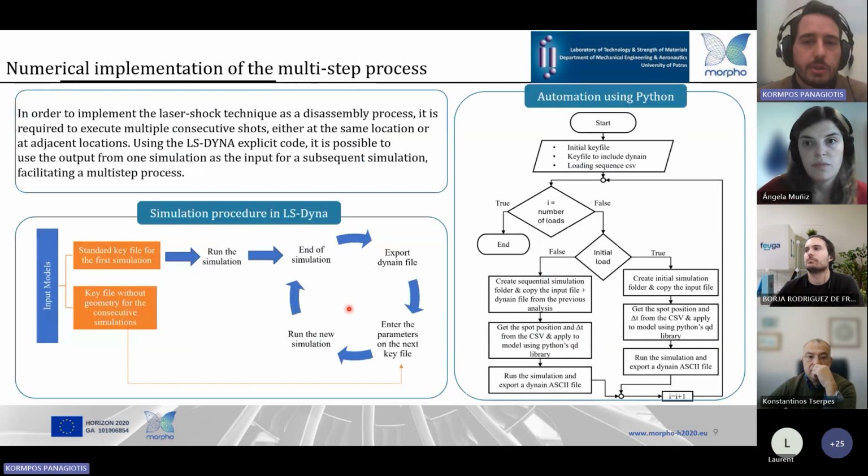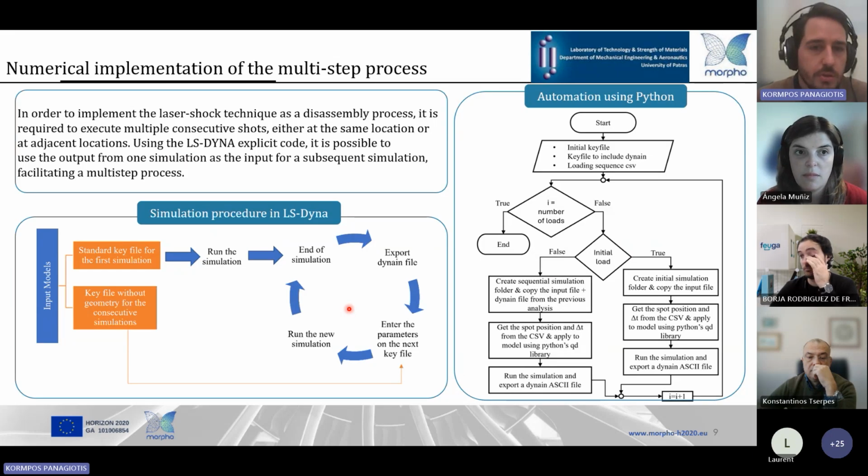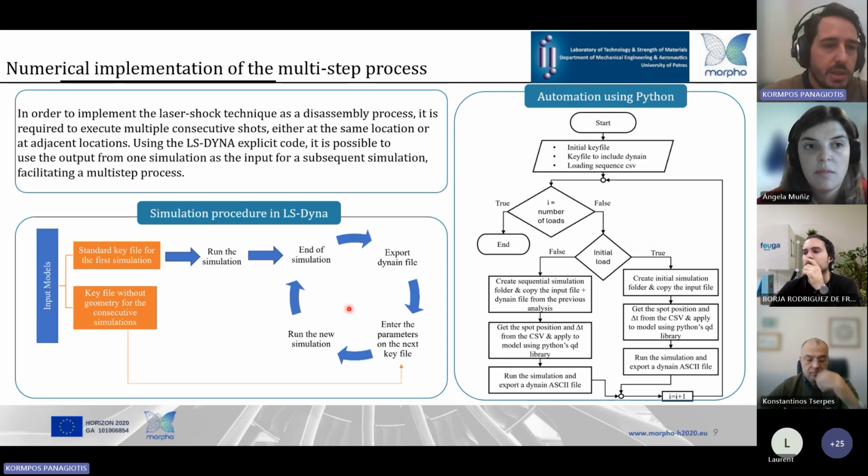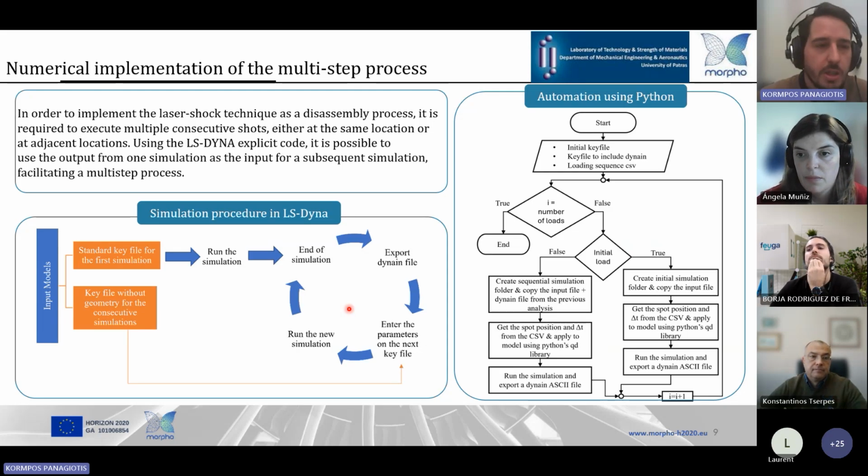Now, in order to implement the laser shot technique as a disassembly process, it is required to execute multiple consecutive shots, either at the same location or adjacent locations. And during the simulation, using the LS-DYNA explicit finite element code, it is possible to use the output of a simulation as an input for a subsequent one, thus facilitating a multi-step process.